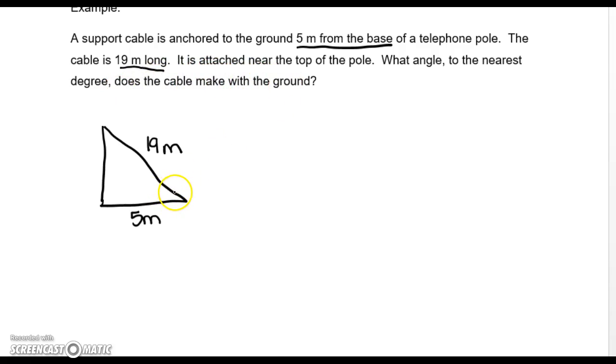So we're talking about the cable making with the ground. Here's our ground. Here's our cable. So obviously we're going to be looking at this angle right in here. We can also say this here is a right triangle because the telephone pole in a perfect world should be standing straight up, which makes it perpendicular with the ground.